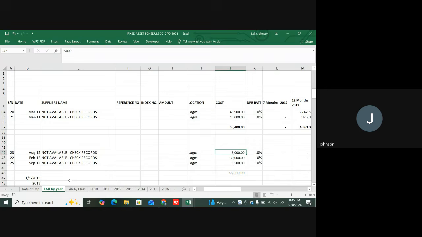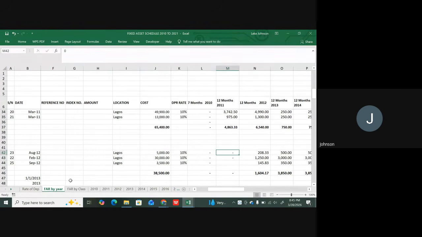The policy of the organization is actually 10% for all assets except for motor vehicle, that is 20%. So when I say, okay, 10% times this amount. There's nothing going to be charged in 2010 because the asset was not available by that time. Nothing's going to be charged in 2011, but it will start charging in 2012. So when I say 5/12, that is what it did over here.